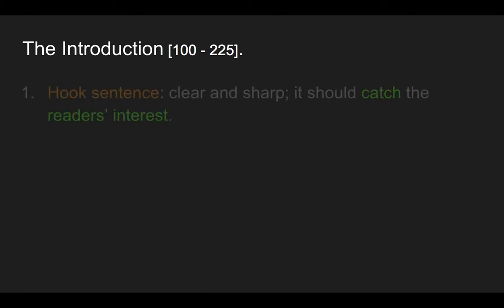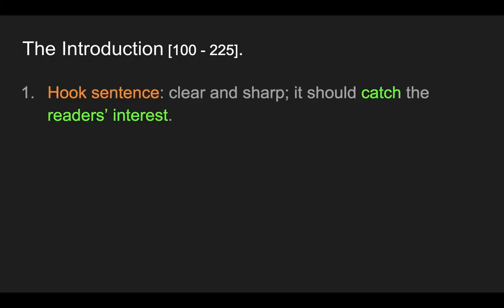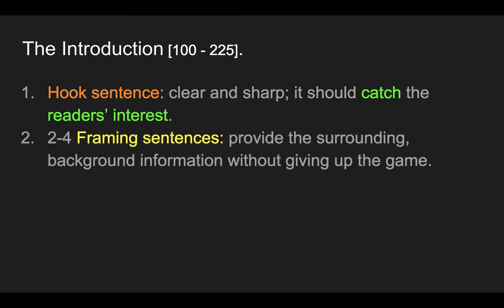Okay, so let's talk a little bit more about the introduction paragraph, get into the details here, the nitty gritty. Usually we'll be expecting between 100 and 225 words in length for an introductory paragraph. So again, just a reminder that the hook sentence needs to be clear and sharp, and it should catch the reader's interest. Then you're going to have those 2 to 4 framing sentences, and their goal is to provide surrounding or background information without going into too much detail.